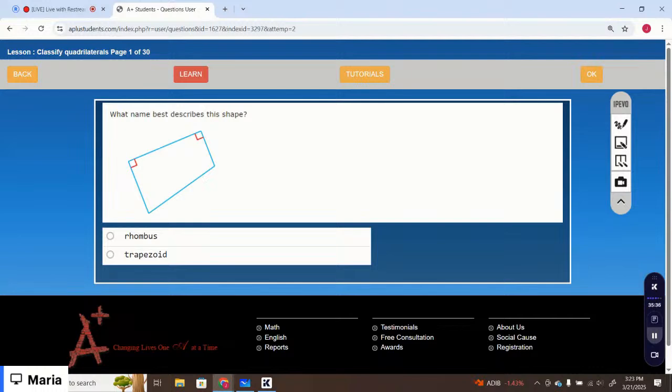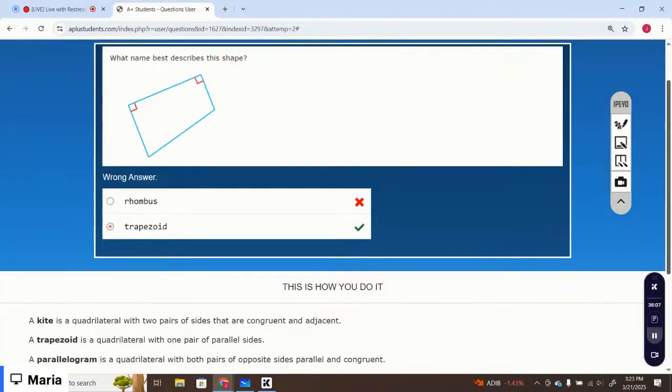What name best describes this shape? Rhombus, trapezoid. That is rhombus. Option number one is the correct option. So trapezoid. A trapezoid is a quadrilateral with one pair of parallel sides. Okay, so that is the trapezoid.